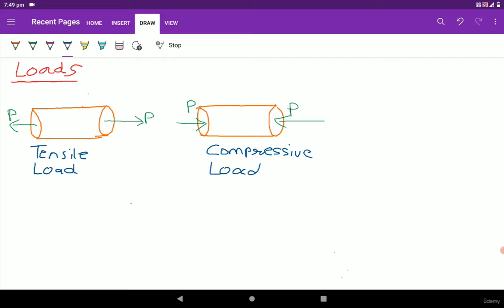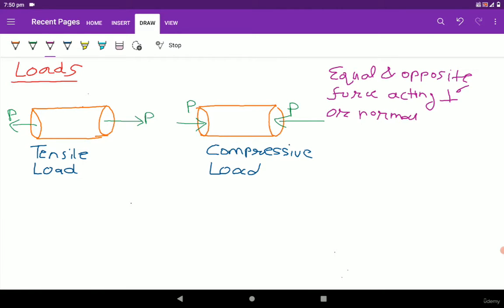So you should note that equal and opposite force acting perpendicular or normal to the cross-sectional area constitute the axial loading.